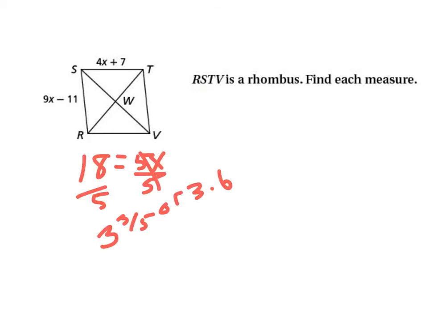So I solved for x. I got x is 3.6, and you can find each measure now. If you plug in that 3.6 into, for instance, for ST, plug it into 4x plus 7 to get 21.4.